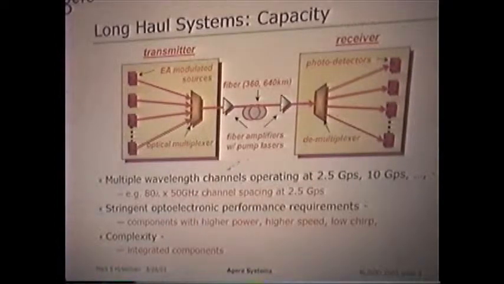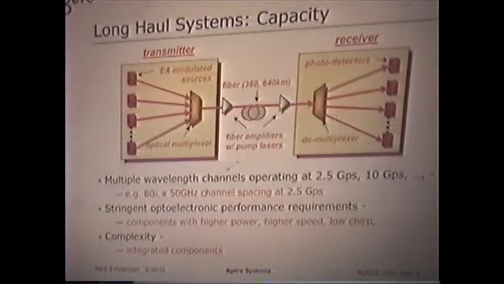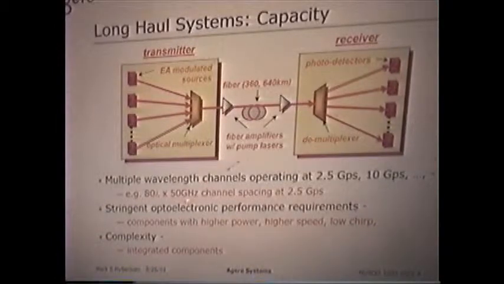Obviously, semiconductor component technologies, and in some cases lithium niobate as well, as passive optical components, are really critical to making this all happen. There's a very tight loop of rapid development in this field that's fueling the explosion of capacity. So typically what we're talking about is many wavelength channels at these days 2.5 or 10 gigabits per second. For example, 80 wavelengths on 50 gigahertz spacings at 2.5 gigabits per second.